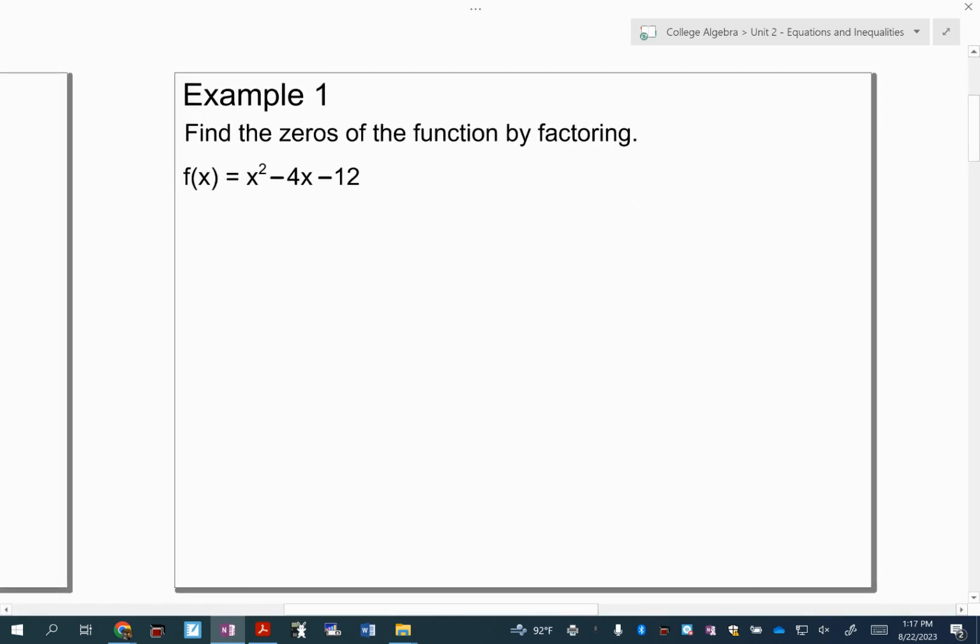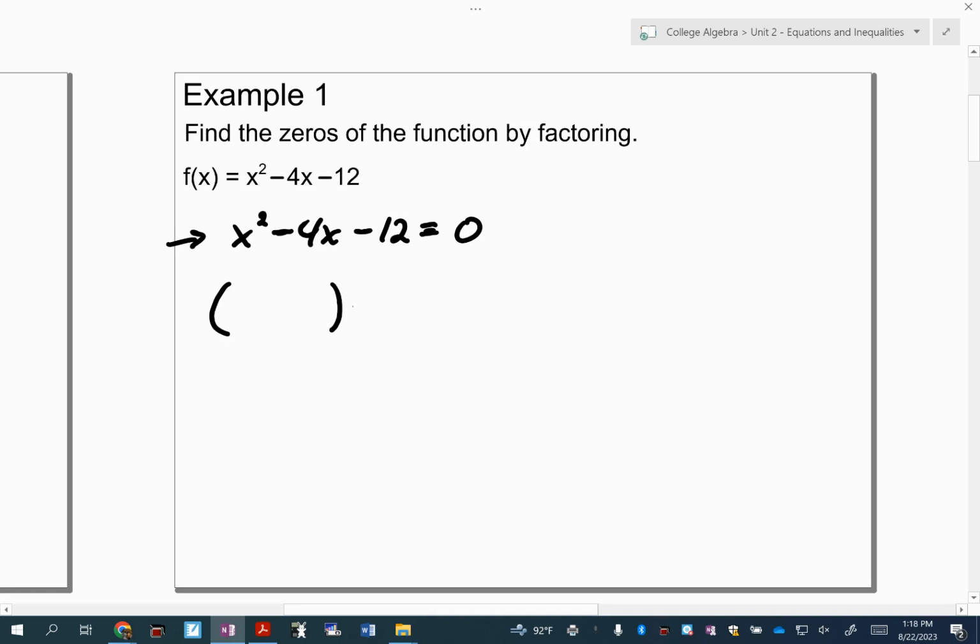Whenever you're solving any of these, whether it's by factoring, completing the square, or with the quadratic formula, the first thing you want to do is set these equal to 0. You want to tell your brain that I'm trying to figure out the values for x that are going to make this entire function become 0.